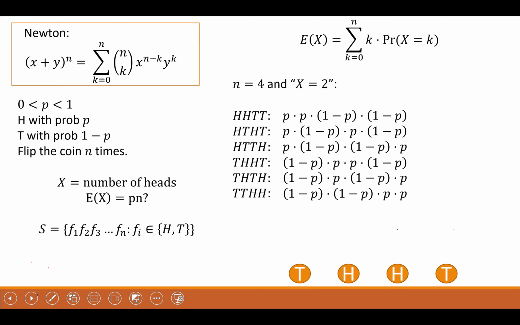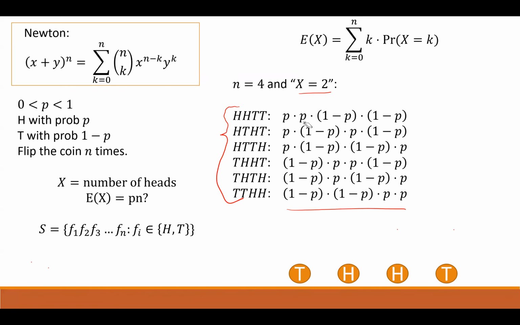Okay. So these are all of the outcomes in my event, and these are all of the probabilities associated with those outcomes. To find the probability that X is equal to 2, I would sum these up. Okay, but I know something about multiplication. I know it is commutative.